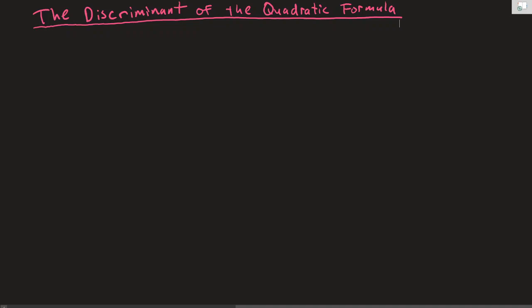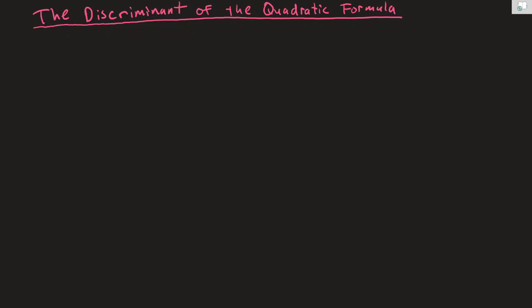Hi everyone! In this video, I'm going to teach you about something called the discriminant of the quadratic formula. If you remember from our last video, we had examples where you had two solutions, one solution, or zero solutions, because of the square rooty bit, the radical part of the quadratic formula. And that's what we're talking about today.